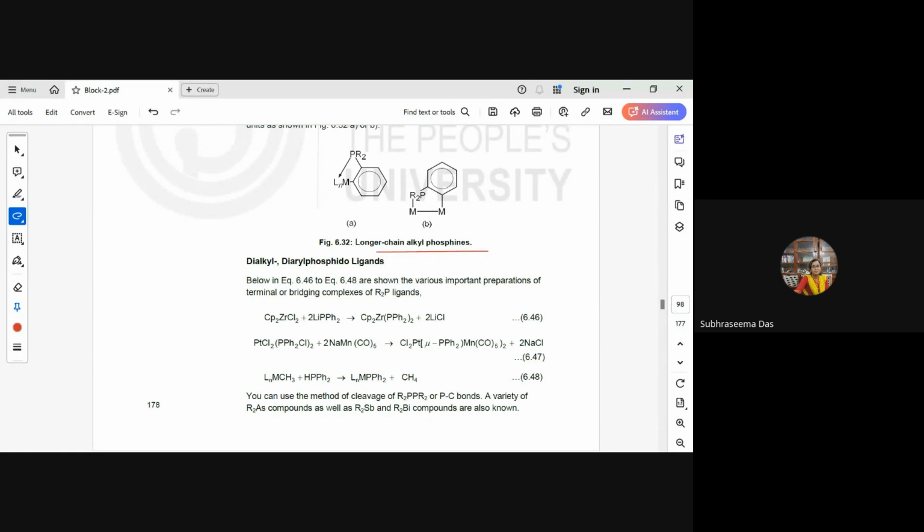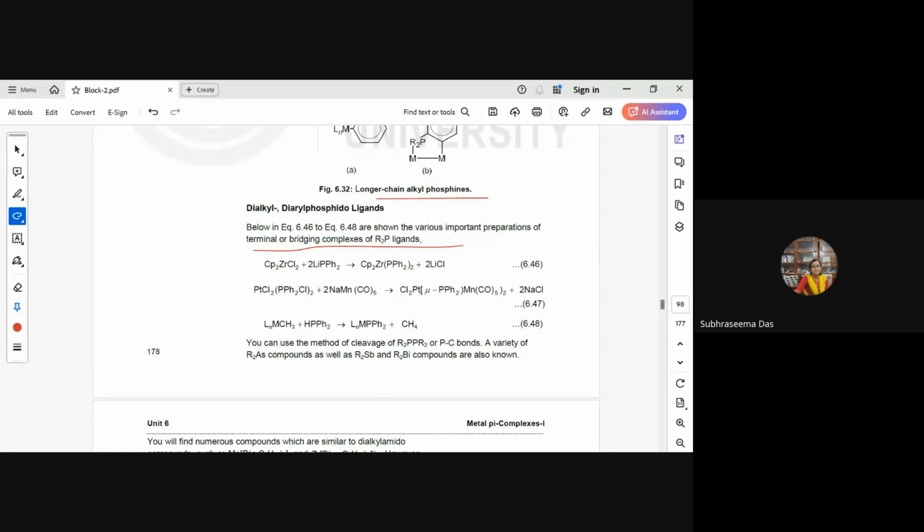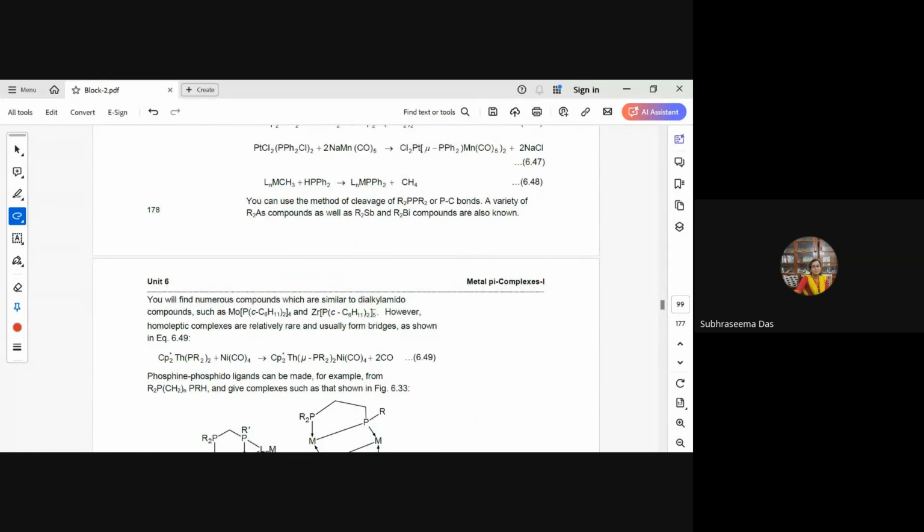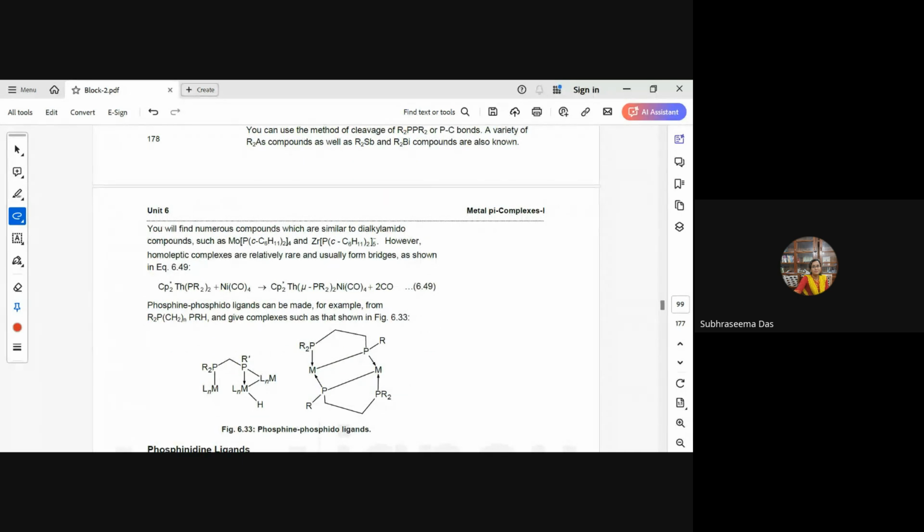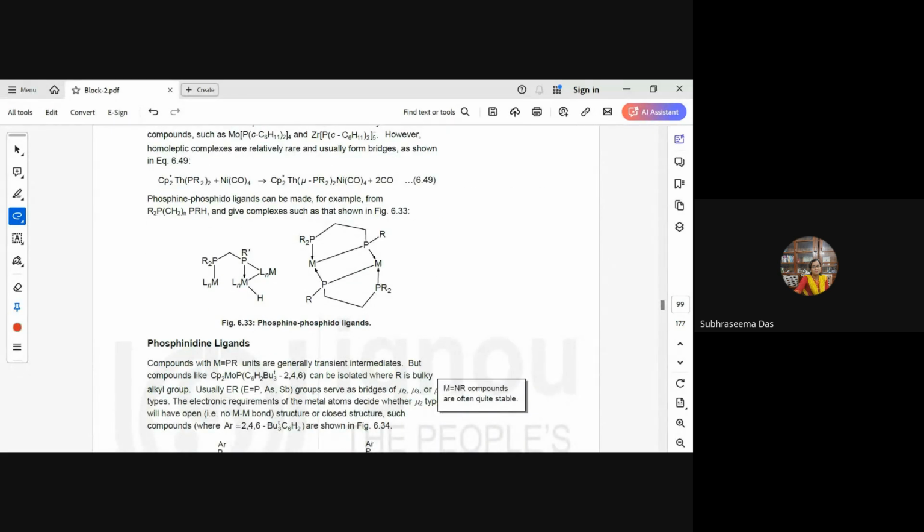Then coming to dialkyl and diaryl phosphido ligands. Here in equations 6.46 to 48, various important preparations of terminal or bridging complexes of R2P ligands are shown. These complexes mostly use the cleavage method, and a variety of such complexes are known. They are similar to dialkyl amido compounds. However, homoleptic complexes are shown, and phosphido ligands can be made in this way, as represented in figure 5.63.